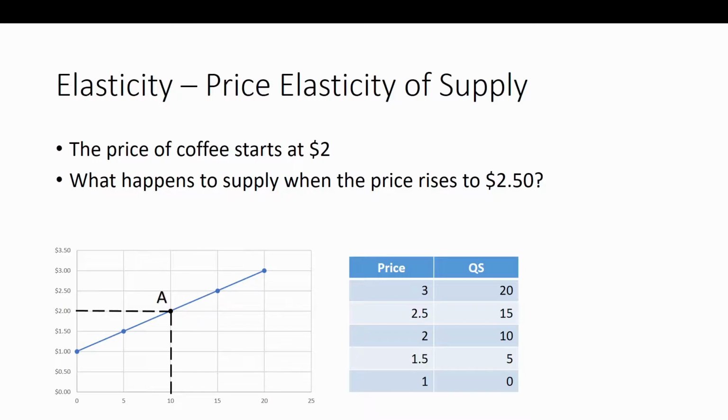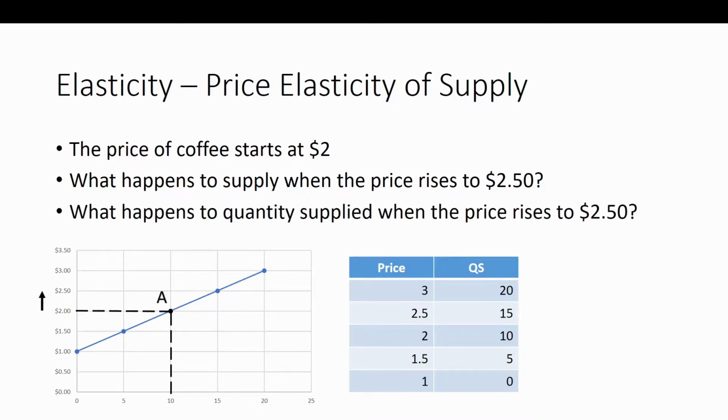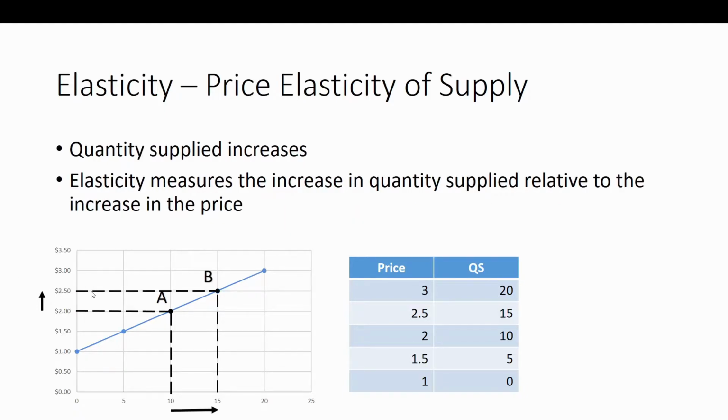Here is the price of coffee starting at $2. What happens to the supply when the price rises to $2.50? Just like when we talked about with demand, we're not shifting supply here. We're just having a price change, so there is no shift in supply. Nothing happens to supply. The better question would be what happens to the quantity supplied when the price rises to $2.50? Well, we can see with the price increase from $2 to $2.50, we're going to have a quantity increase as well, right? The price goes up, quantity supplied will increase.